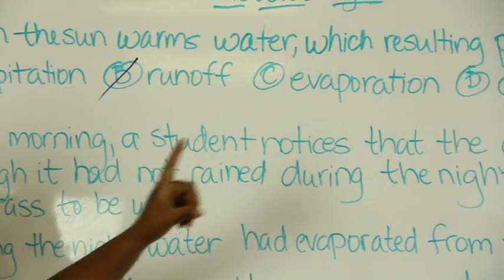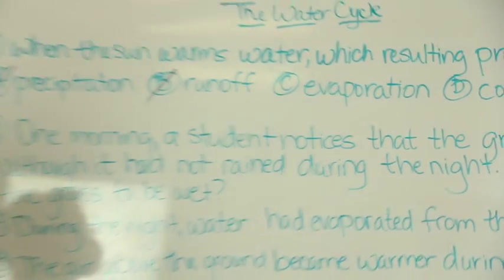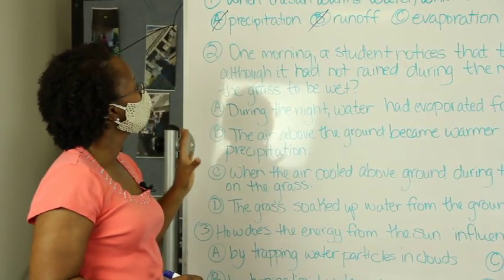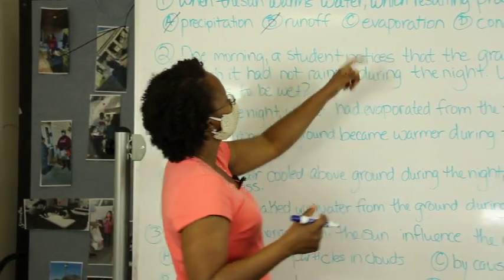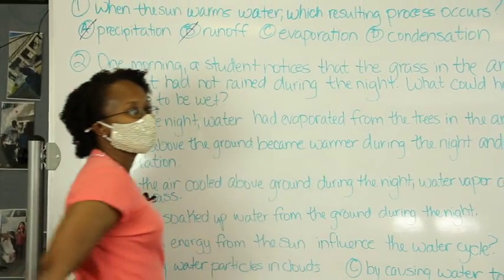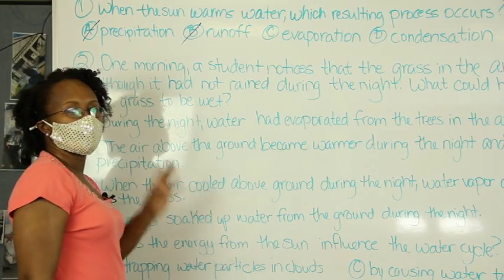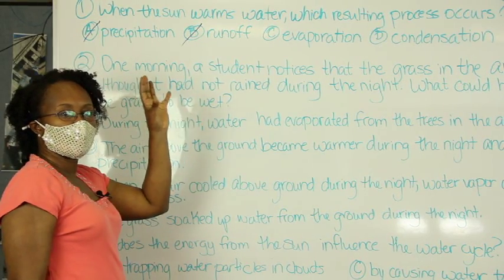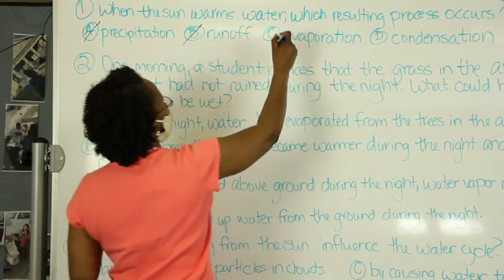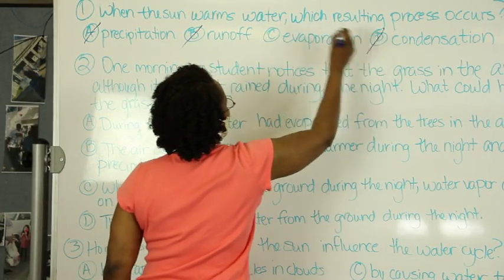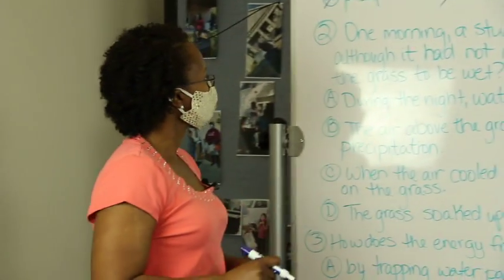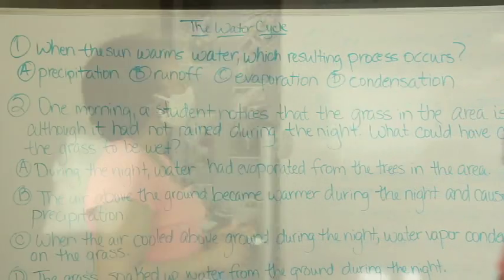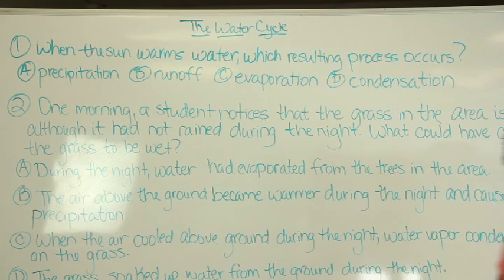Evaporation. What is evaporation? That's when heat or the sun warms the water. And condensation is the opposite. It's when your vapor or whatever turns back into liquid. So we're going to mark D out and then we're going to go with C. Number 2. If you want to go ahead and read it, please pause your screen.